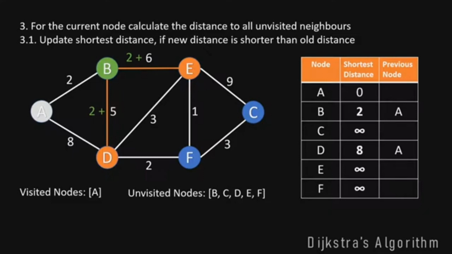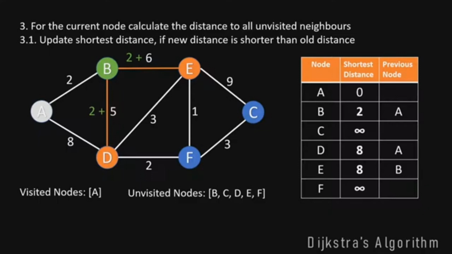E. Node E will have the current distance 8 from A over B, and now we need to check if 8 is less than the current shortest distance that we stored in our table. The current shortest distance we stored in our table is infinity, and 8 is certainly less than infinity.